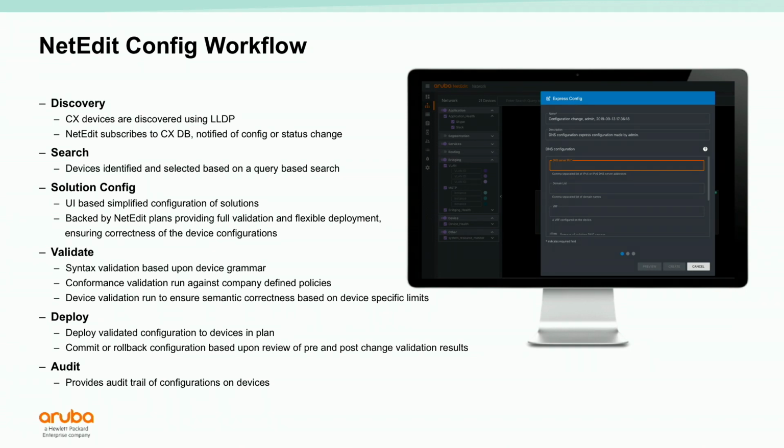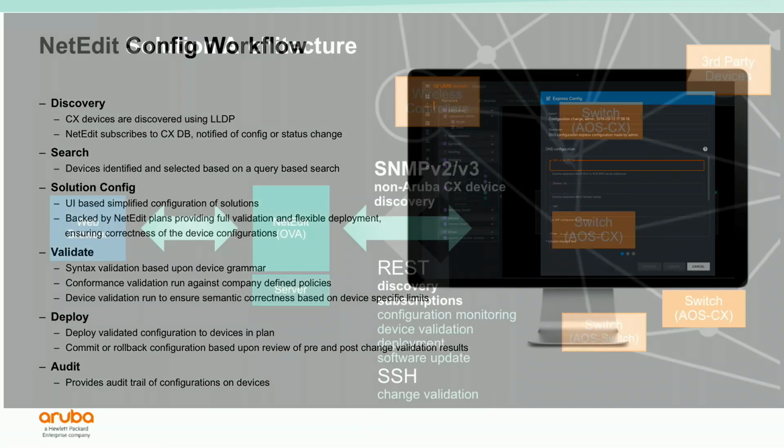So for instance, there are some default conformance rules and you can add others. For instance, NTP server must be this. Logging must be on and going to this server, et cetera, et cetera. So those are my conformance rules. And then there's validation in terms of syntax and semantics, as well as taking a snapshot of the network state before a configuration is deployed and after the configuration is deployed, and seeing if there's any difference between the two. Then, of course, there's auditing.